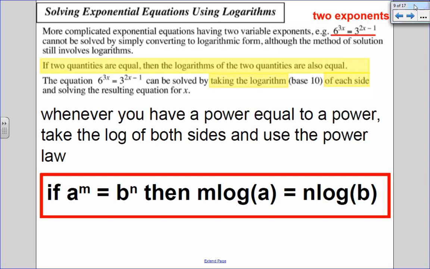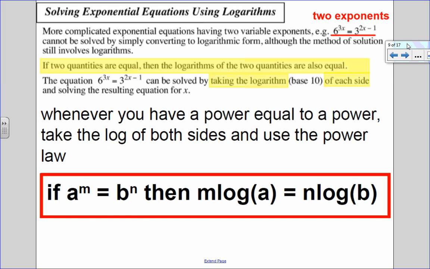So let's solve exponential equations using logs when we have 2 exponents, 2 powers. Whenever we have 2 quantities that are equal, the logs of those quantities are also equal. So what we can do is take the log of both sides. Now when I take the log, it's a common log. It has a base of 10. So taking the log of both sides.